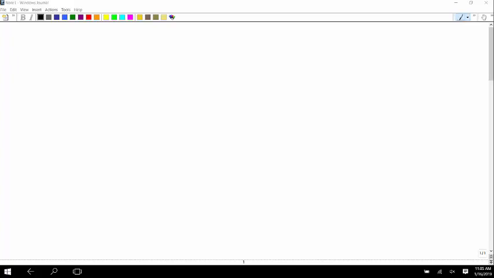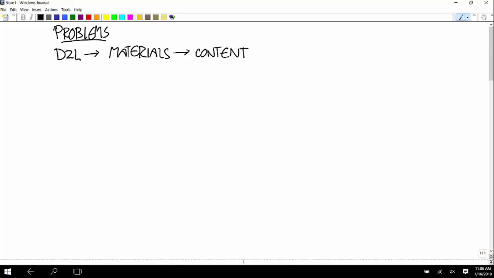So, to find the problems, go to D2L, and I think it's materials, content. Materials, content, and then it's one of the categories in there.